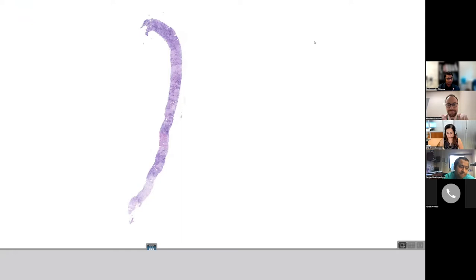It's a woman, 60 years old, and she has a mass in the upper right lobe.